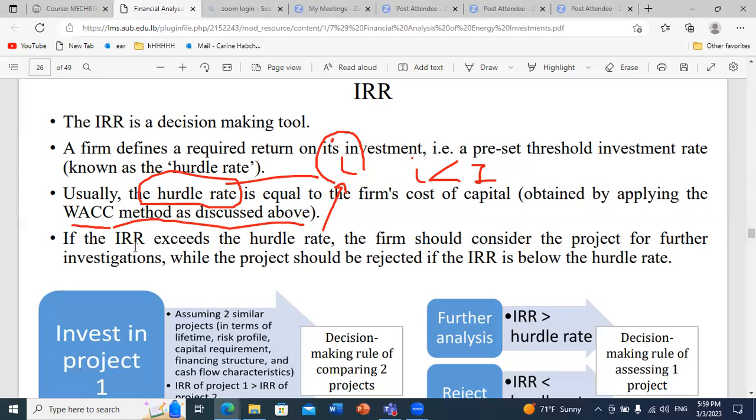So if the IRR exceeds the hurdle rate, which is I, the firm should consider the project for further investigation, while the project should be rejected if the IRR is below the hurdle rate, which is I.